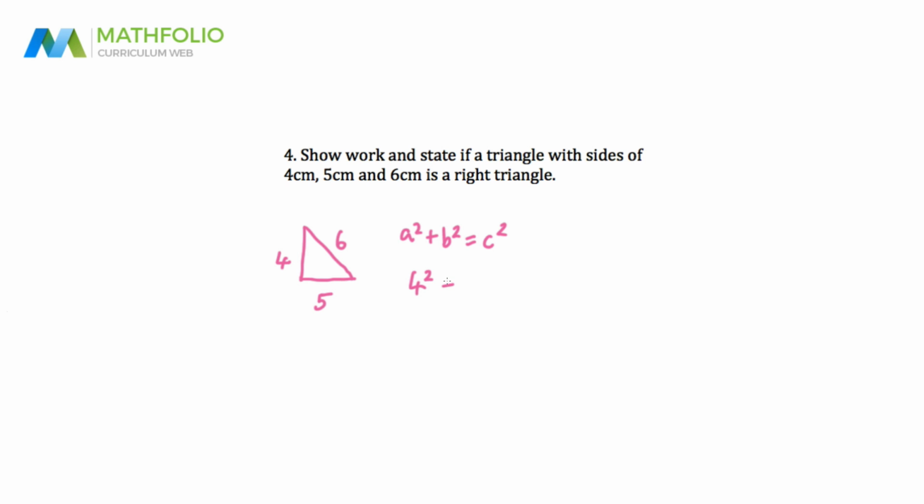So 4 squared plus 5 squared, does it equal, question mark really, does it equal 6 squared? So 16 plus 25, does it equal 36? And very quickly we're going to find out it doesn't, because 41 and 36, they're not equal. So we can make the statement therefore, with 3 dots, therefore the triangle is not a right triangle. And so that's question number 4.